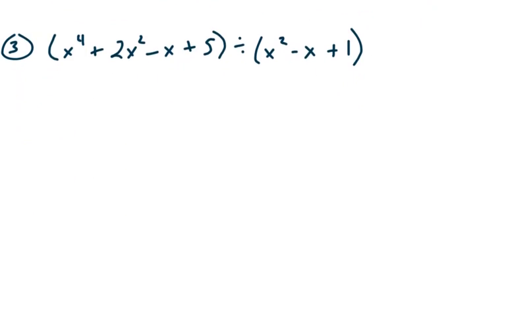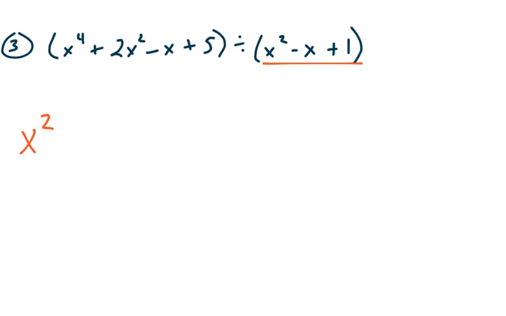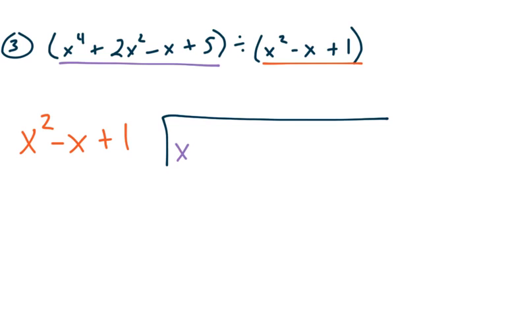Let's try another one. x to the fourth plus 2x squared minus x plus 5 divided by x squared minus x plus 1. For the sake of saving time, I'm going to get the problem set up. This will go on the outside, x squared minus x plus 1. We're going to divide here. This will be on the inside, x to the fourth plus, I don't have an x cubed term, so I'm going to put 0x to the third plus 2x squared minus x plus 5.